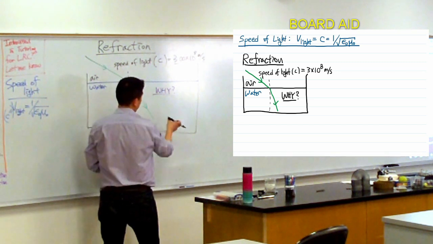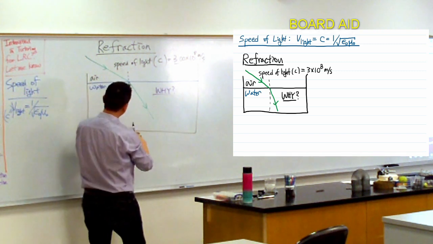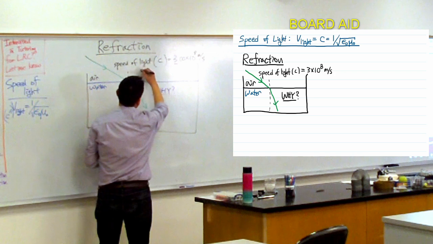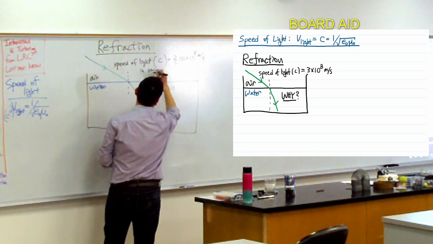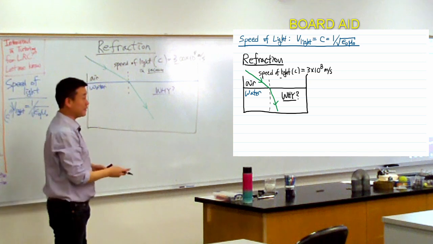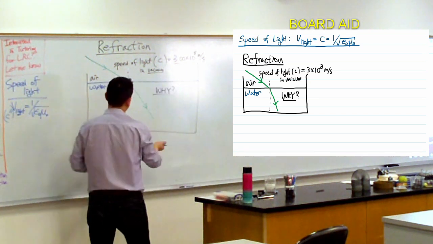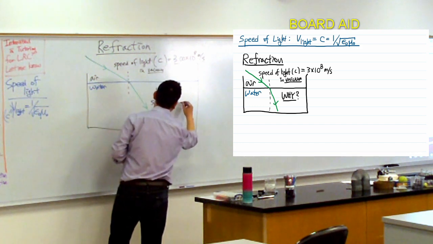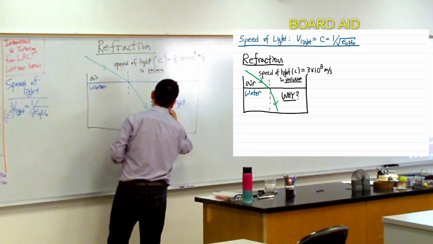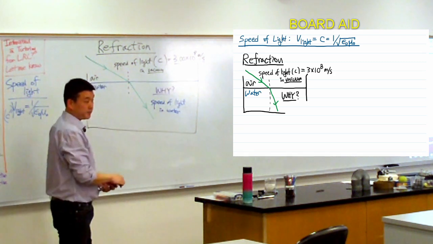So the one answer to why was, well, speed of light. This is the speed of light in air or in vacuum. Speed of light in vacuum and air are very similar. You can look at it in your textbook. They are very similar. And what they would say is that speed of light in water was somehow different.